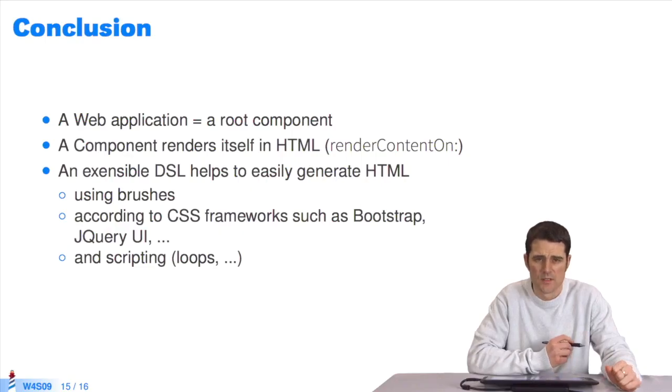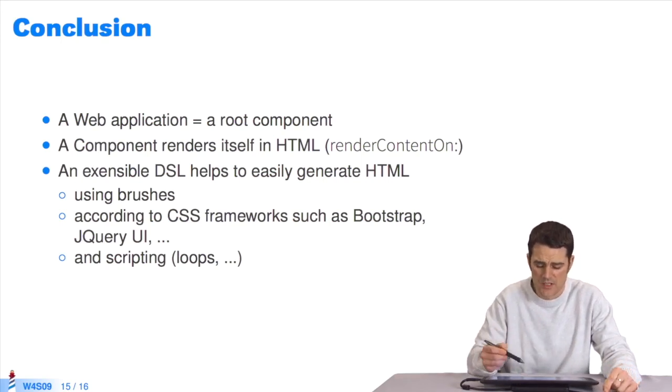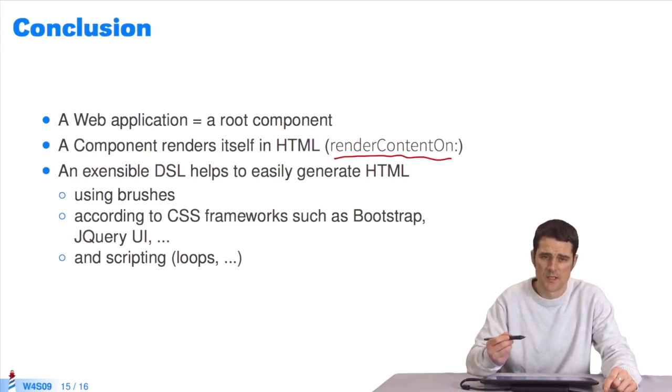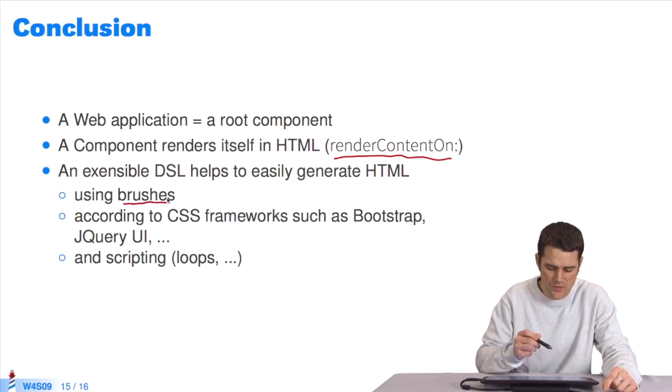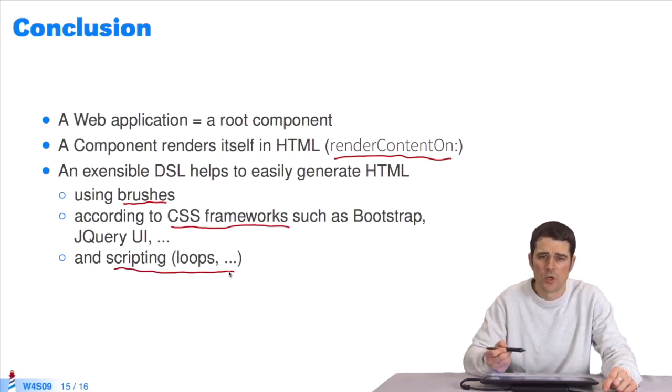To sum up, a web application is a root component. All components can be rendered in HTML using renderContentOn:, and we have a dedicated language that is powerful and extensible. It enables us to generate HTML easily using brushes, and its extensibility supports existing CSS frameworks, like Bootstrap, jQuery UI, etc. You can take advantage of Pharo scripting powers like loops to generate arrays of elements easily.